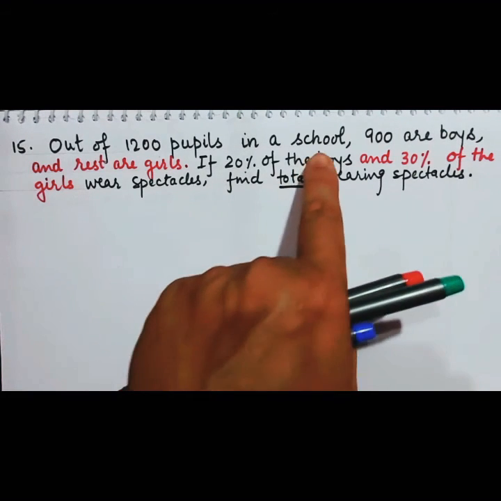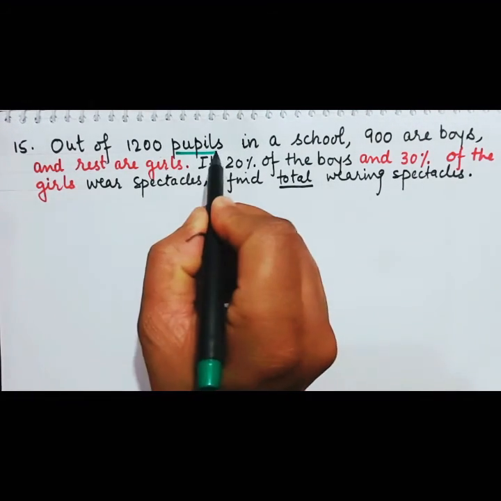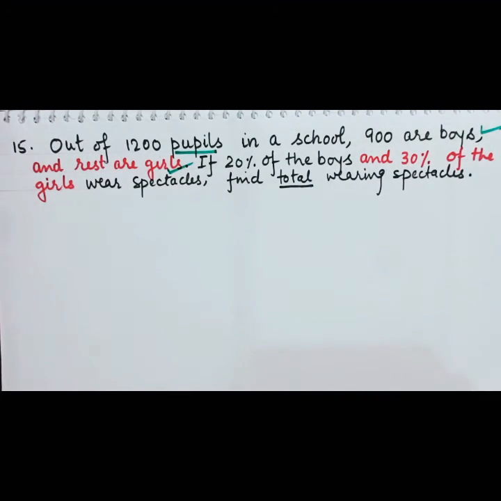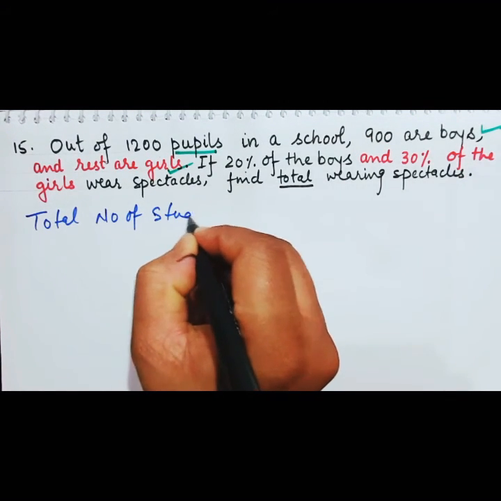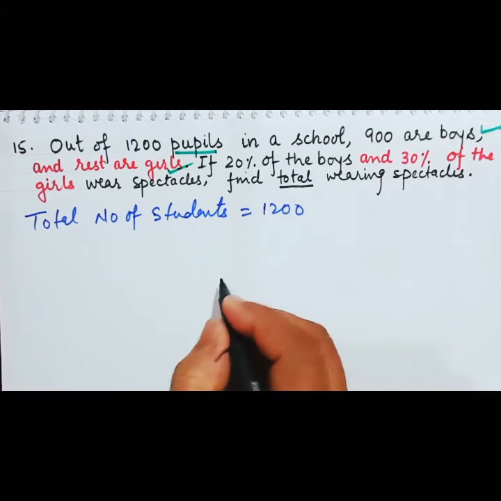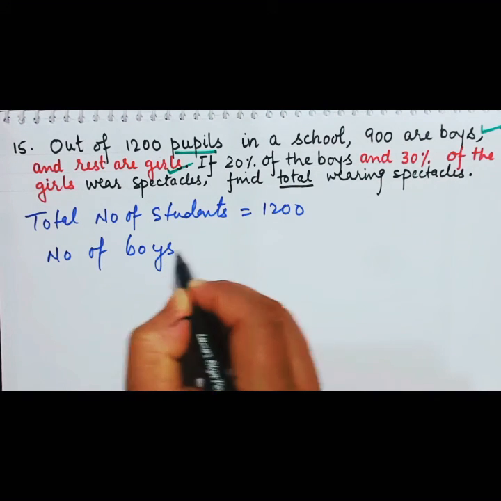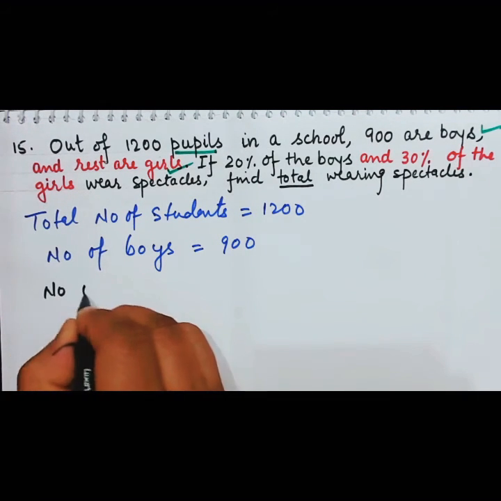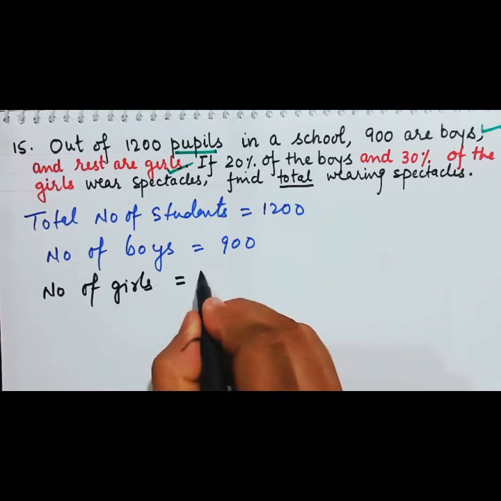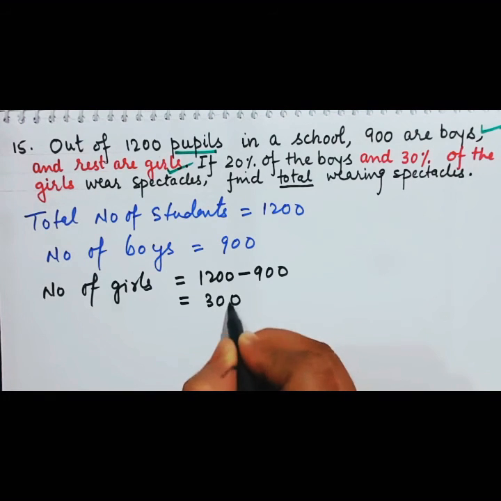Out of 1200 people in a school, 900 are boys and the rest are girls. So once again, let me remind you, when you are talking about pupils, it means both boys as well as girls. So out of 1200 pupils means total number of pupils, or you can say students, is equal to 1200. 900 are boys and the rest are girls. So number of boys is equal to 900, which they have already given us. Now number of girls is equal to 1200 minus 900, which is equal to 300. So 300 of them are girls.